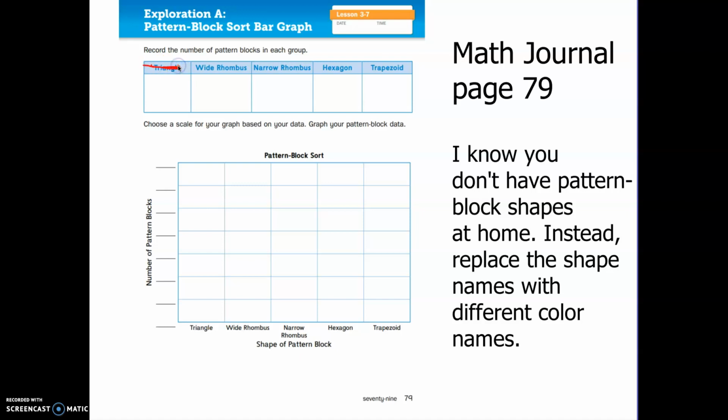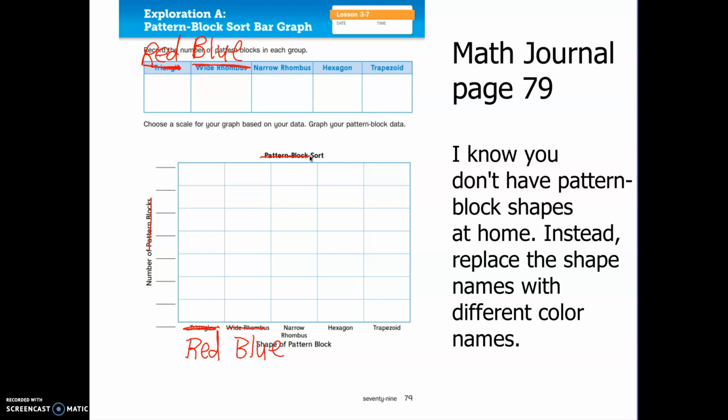So maybe you could do red. And maybe you could do blue. And so on across the top. And then that means you're going to want to change this red and blue. Okay, and maybe you could just grab some crayons at home, and maybe you have multiple of your crayons and just kind of sort them out. And you can make a bar graph for the number of not pattern blocks, but it would be crayons. Or you could come up with something else.